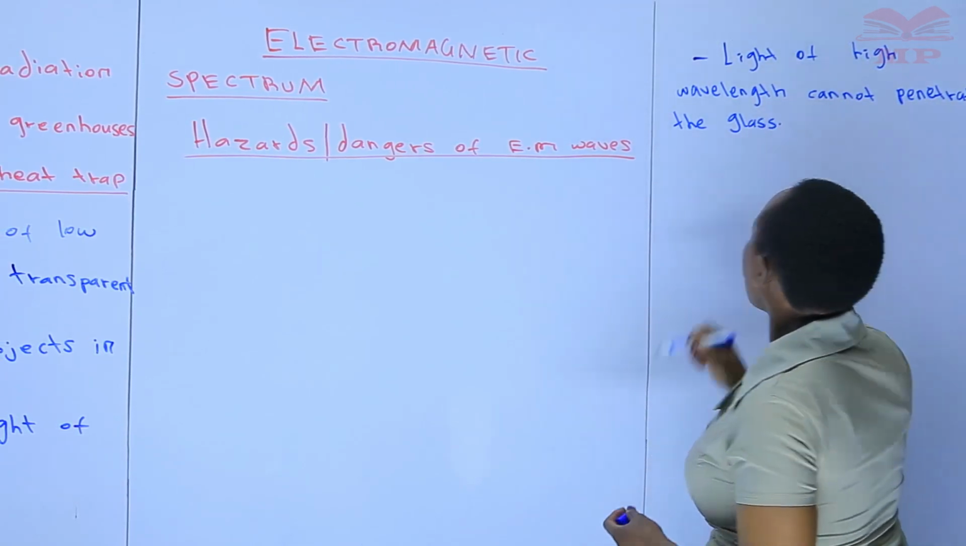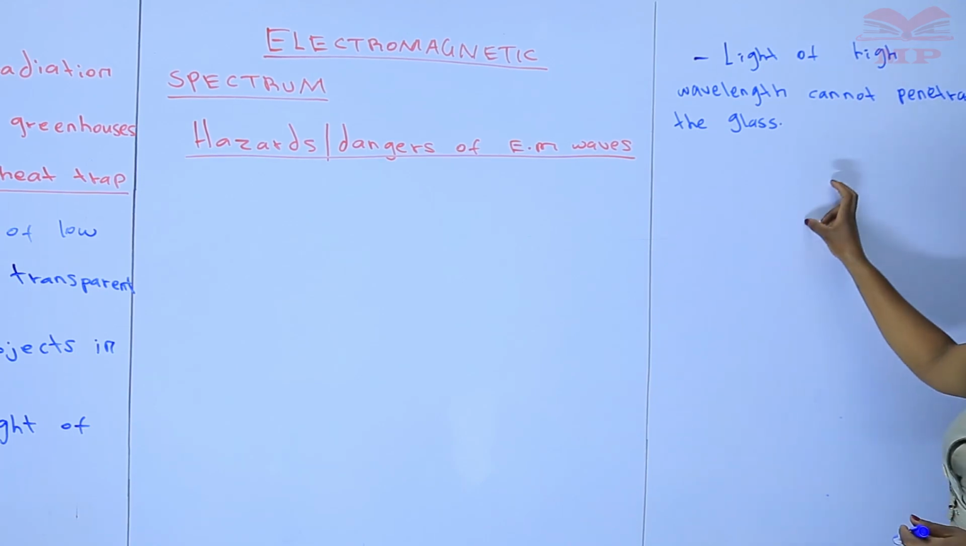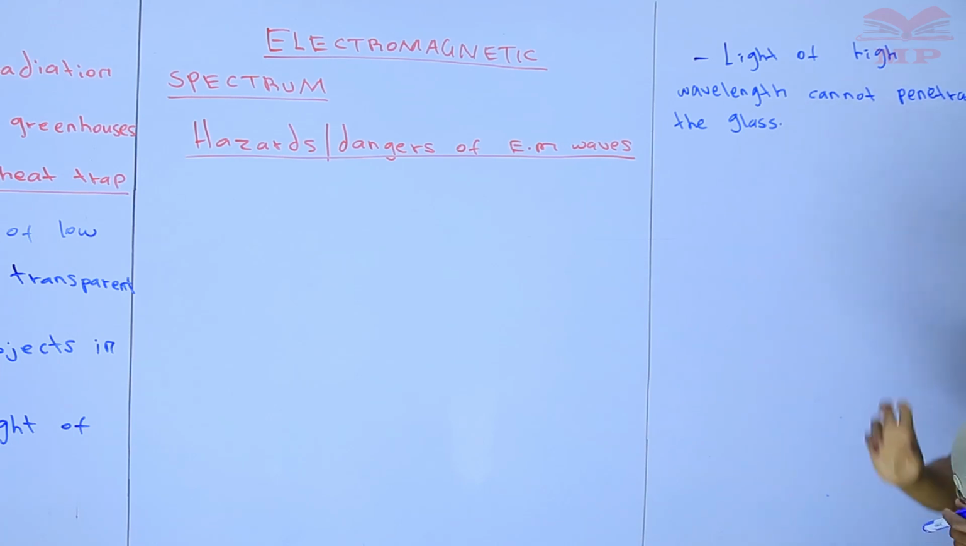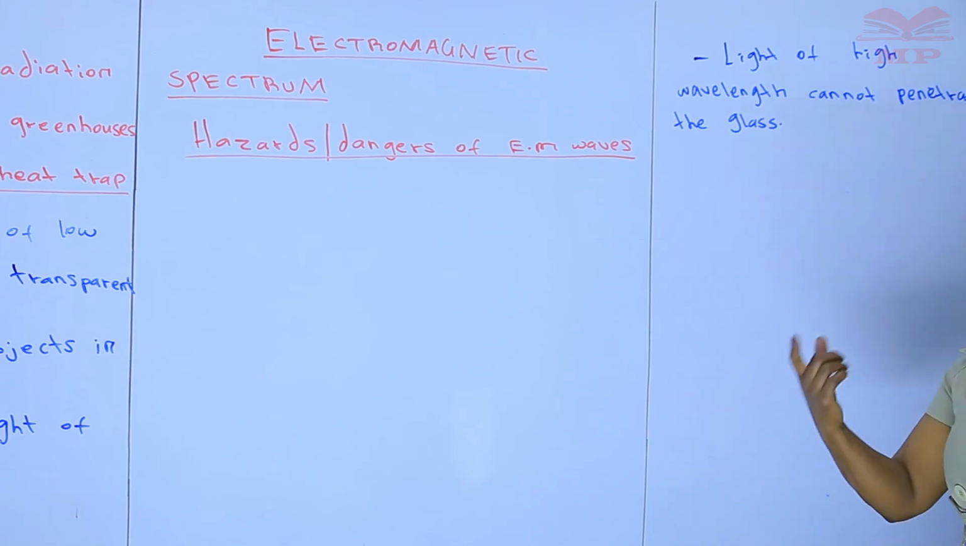They cannot penetrate the glass. And this is because, when it has a high wavelength, it means that it is of low frequency. And when it is of low frequency, it means that it has low energy. And that is not the penetrating power. The penetrating power of light or of any radiation is determined by its frequency. The higher the frequency, the more the penetrating power.